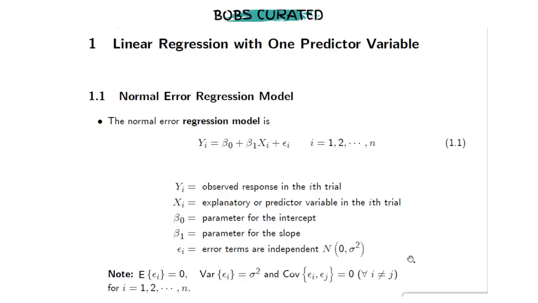We are now going to start off with a normal error regression model. The reason why we call it like this is because of the error terms. The epsilon i over here, they are the error terms and they are independently normally distributed with an expected value of 0 and a variance of sigma squared. It's very important to note that the error term is not the same thing as the residuals. We'll get to that a little bit later on.